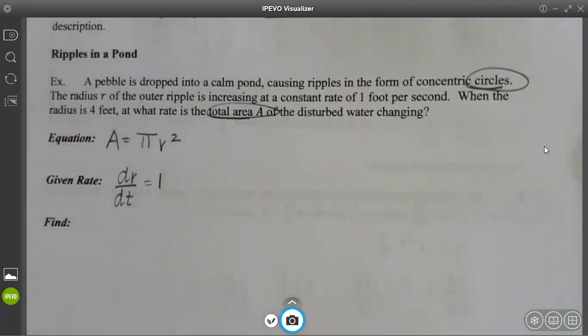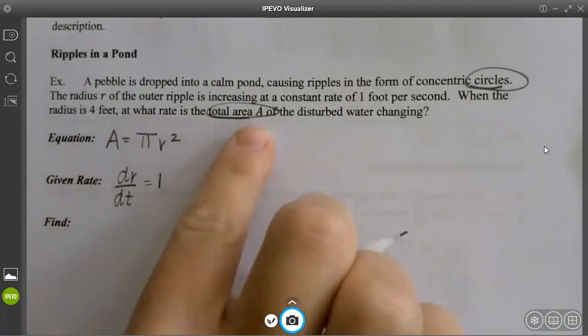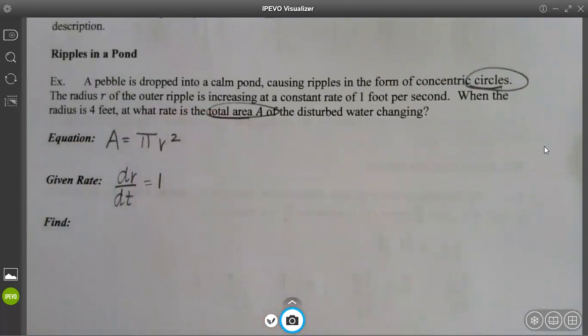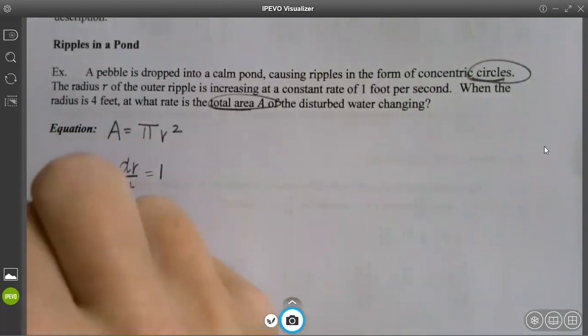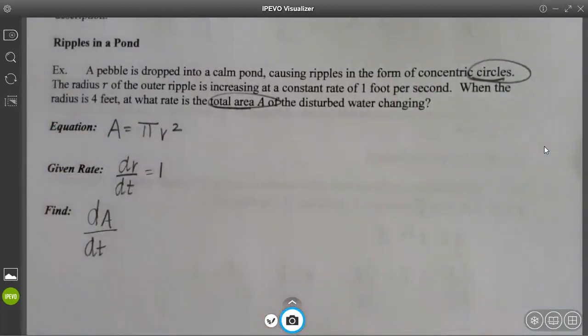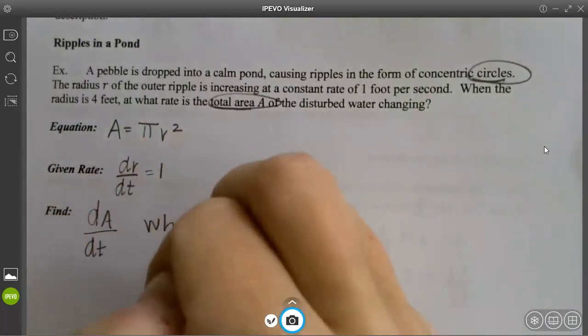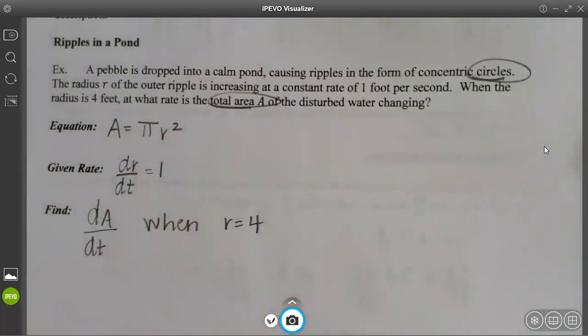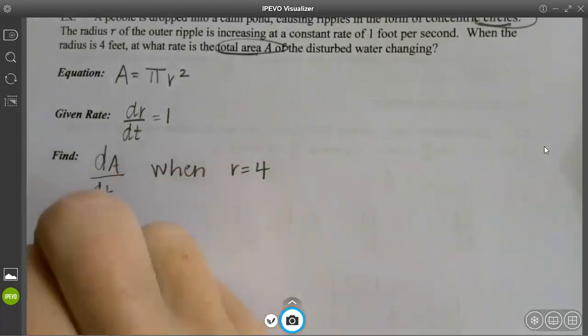And then in that last sentence, what did I ask you to do? Find the rate of what? The rate of the total area. So how would I write the rate of the total area? dA over dt. And what other information did they give us in there? When r is 4. Very good. So now it's just doing the work. So there's where the equation came from, the rate that they gave you, and what we're trying to look for. Right. So here's our formula.